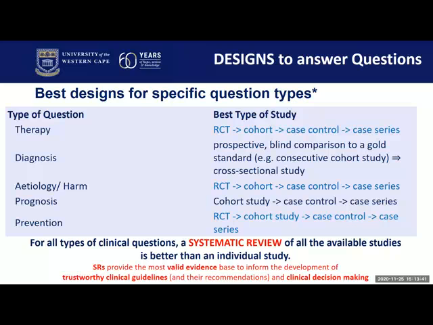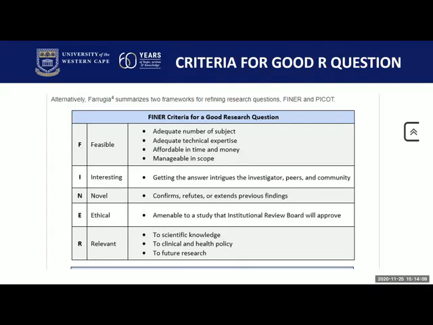Remember, systematic reviews provide the most valid evidence base to inform the development of trustworthy guidelines and recommendations and for clinical decision making. If you remember the evidence pyramid I showed you earlier on, they form the apex of this pyramid. So they have become the most reliable evidence that one can get for any kind of research. I found this while searching and reading around what I wanted to present today.